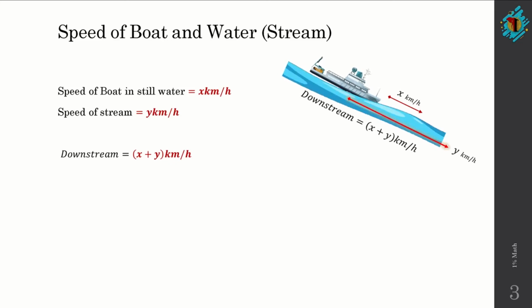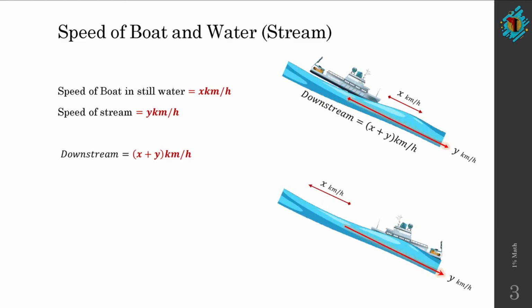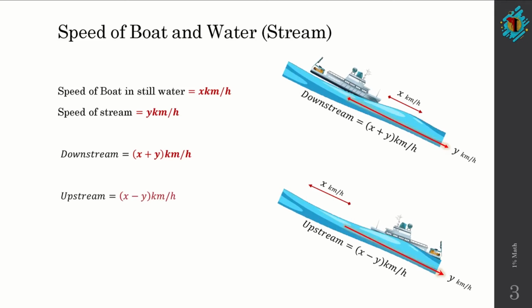So the next case you all know, that is upstream. Correct? In the upstream what happens? The direction of the river remains the same, which is downwards. But the direction of the boat changes. Now the boat is moving against the direction of the river. So here the speed reduces. That means it becomes x minus y km/h. So now we can say that in upstream the speed becomes x minus y km/h.